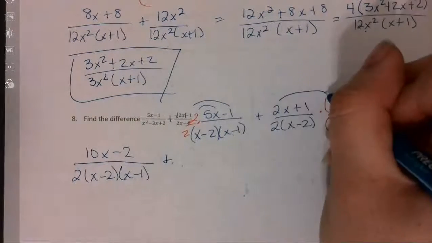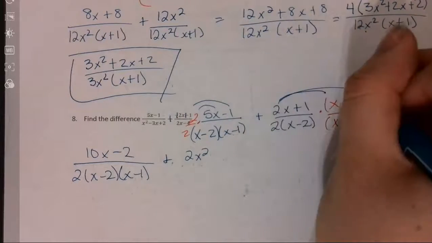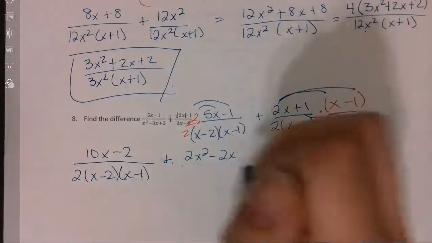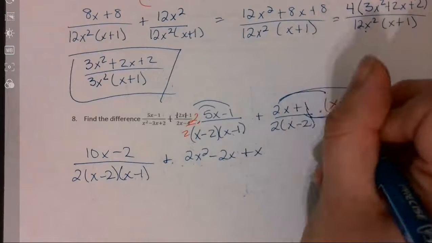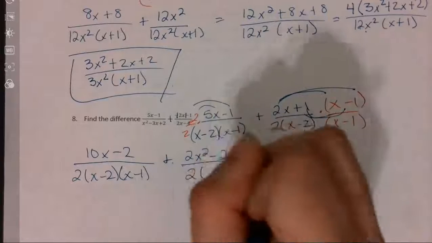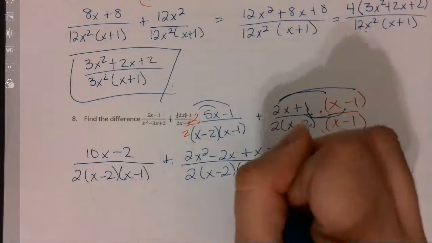On the second one, I have 2x times x, which is 2x squared. 2x times negative 1, which is negative 2x. 1 times x, which is x. 1 times negative 1, which is negative 1. On the denominator, I have 2 times x minus 2 times x minus 1.